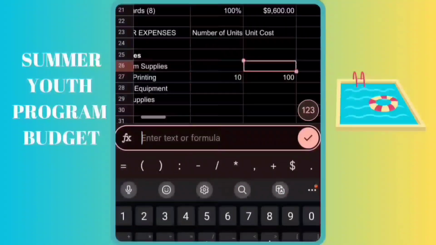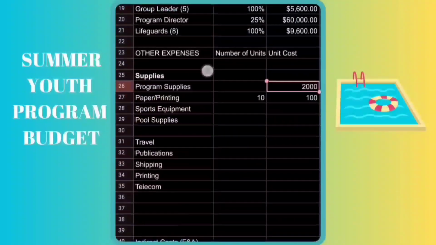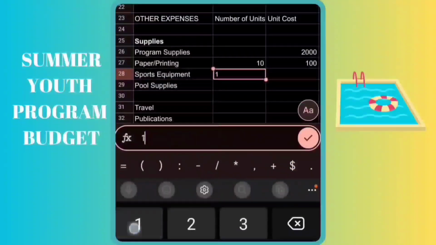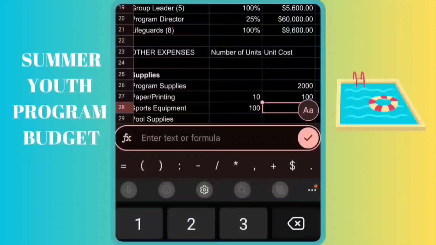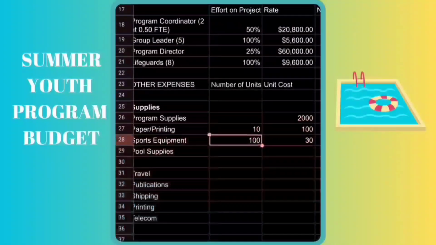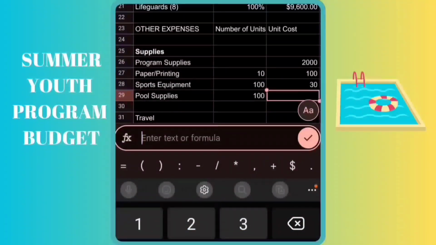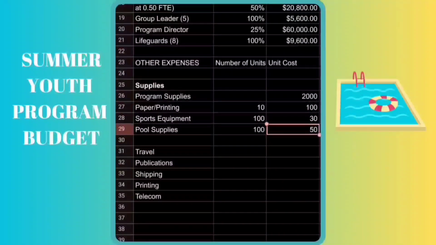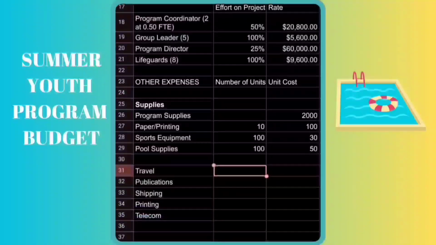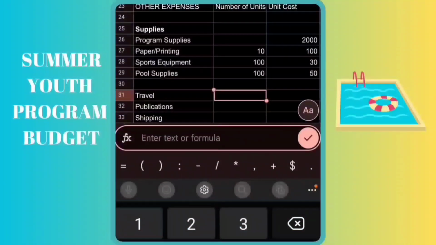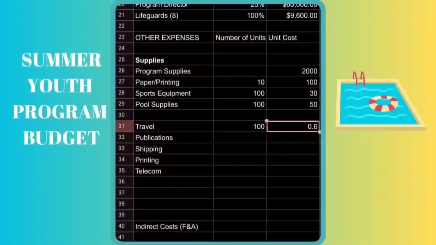Now, as I was mentioning before, units and unit costs can be calculated in a number of different ways. But let's say there's 100 children in the camp. That could be a unit cost. That could be the number of units. Pool supplies. Per child, we'll have to spend about $50 on various pool supplies. Now, you can also have a written document called a budget justification, and you can explain further your calculations and get into more specifics.